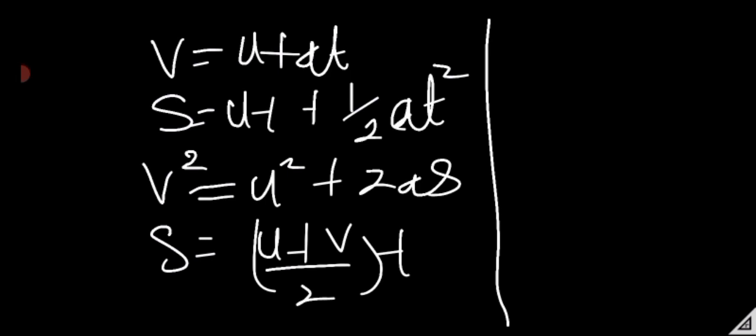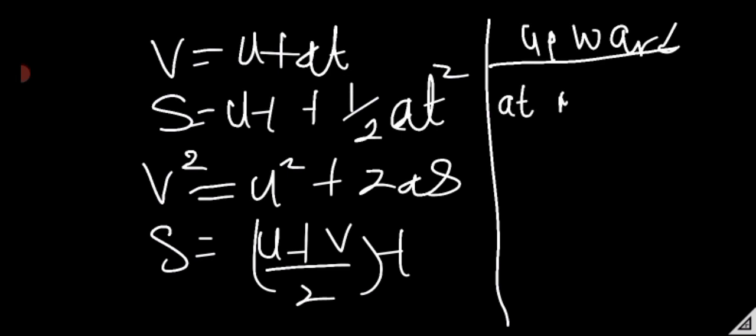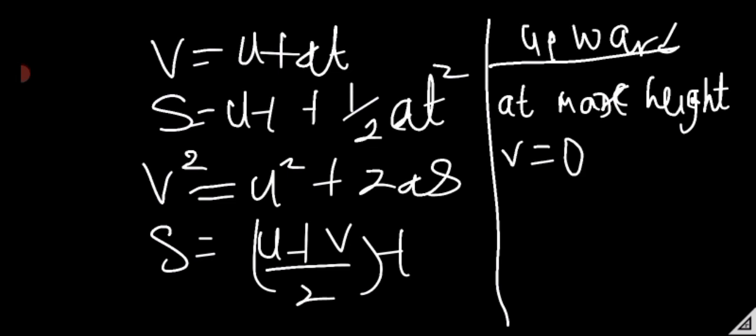The first case of motion under gravity is when a body is going up. So I will call it upward. When a body is going upwards, its initial velocity is given, but at maximum height, make sure you write this down, at maximum height, the final velocity v is equal to 0.